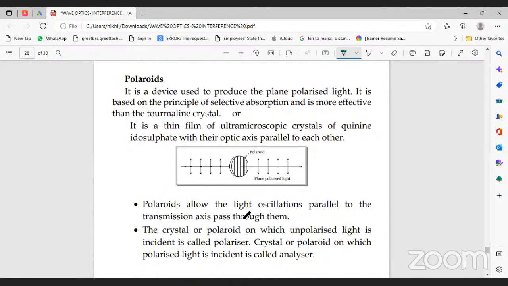And there is a device which we call a polarizer. What is the job of this polarizer actually? This polarizer will just convert the unpolarized light into polarized light.